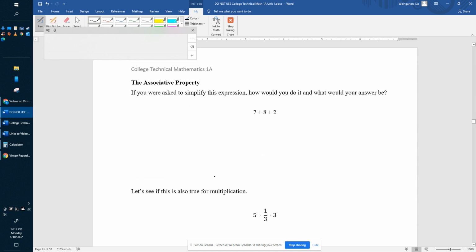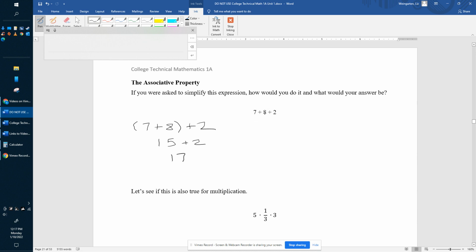Let's move into the associative property. If you were asked to simplify this expression, how would you do it and what would your answer be? So we could look at this in two different ways. We could say, let's add 7 plus 8 first, and then add 2. 7 plus 8 is 15, plus 2, and that gives us 17.